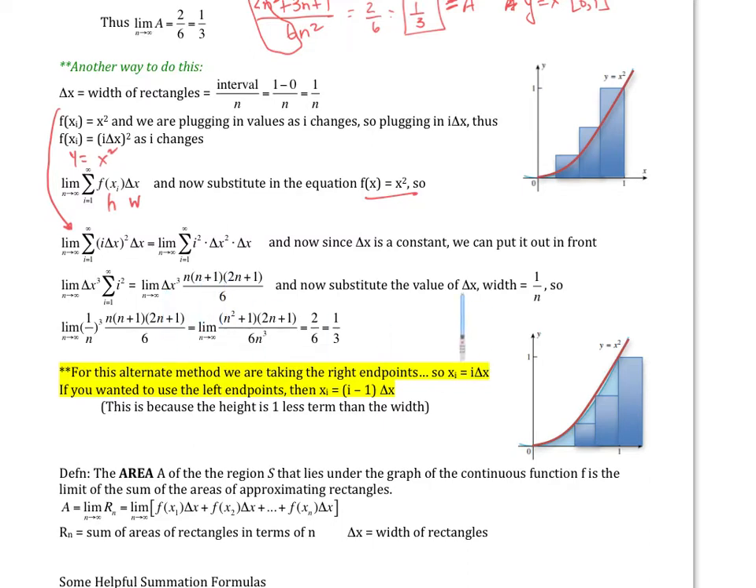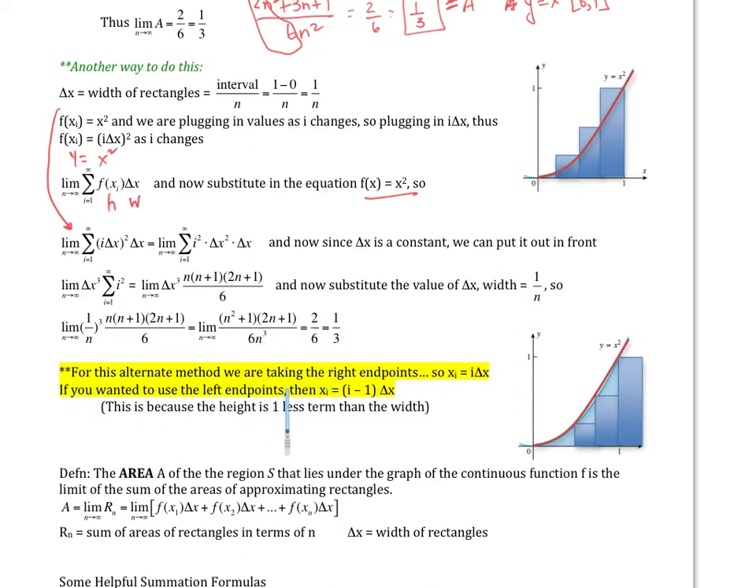And our delta x is the width, which is 1 over n, and that's what we came up with up here, 1 over n. And now I'm going to plug that in as well. I work the whole thing out. I get the same exact formula as I did up above, and I'll get 2/6, which is 1/3.